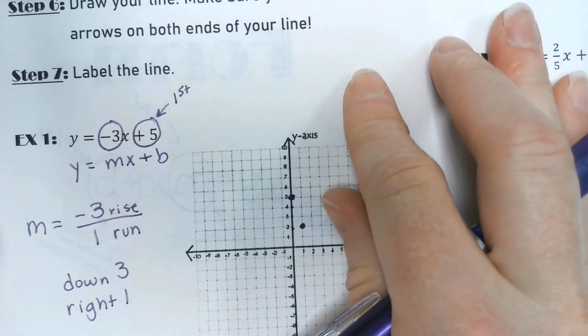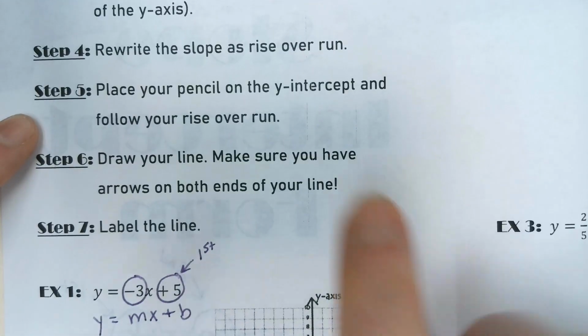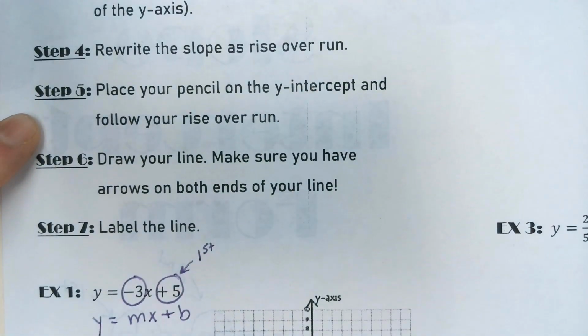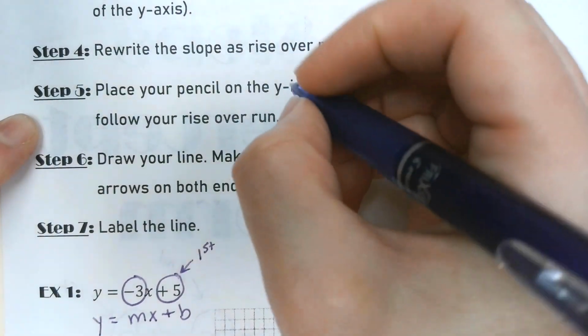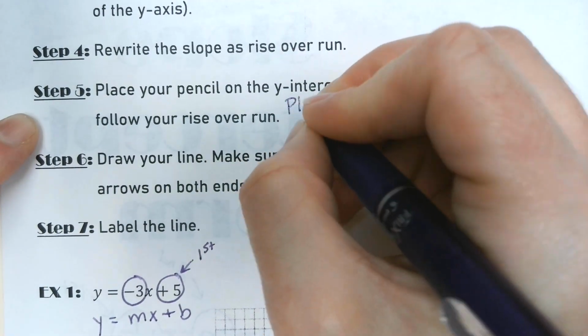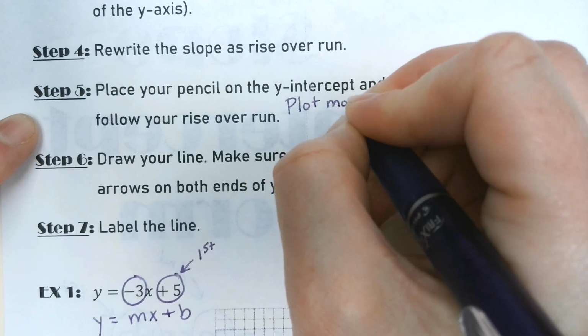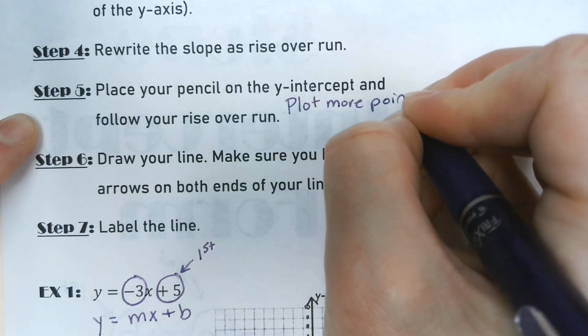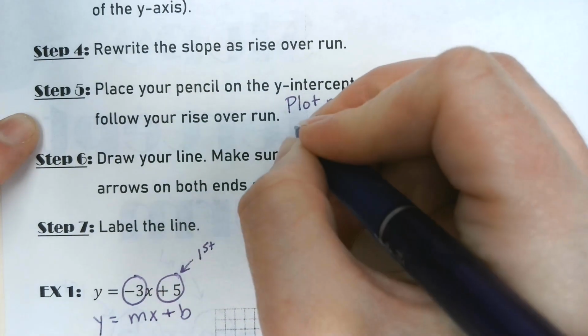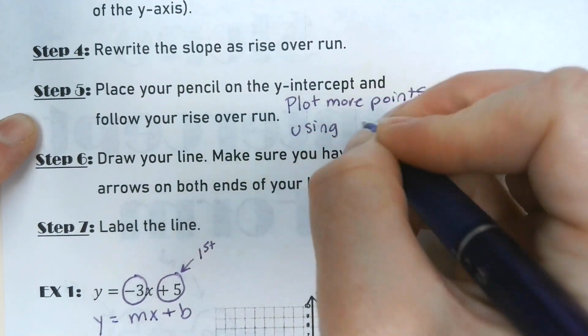Okay, so that was step 5. But I don't want you just to have 2 points. I want you to fill in the whole graph with all the points you can. And the way you do that is continue to use rise over run. So go ahead and add this to your instructions. Plot more points using rise over run.